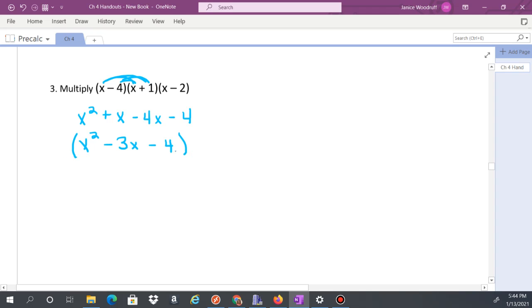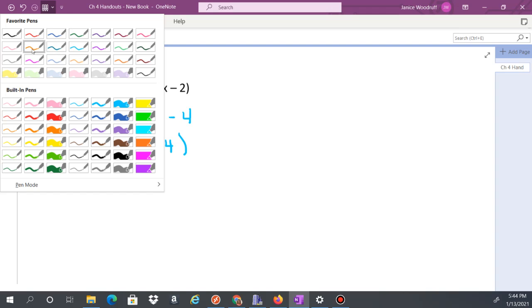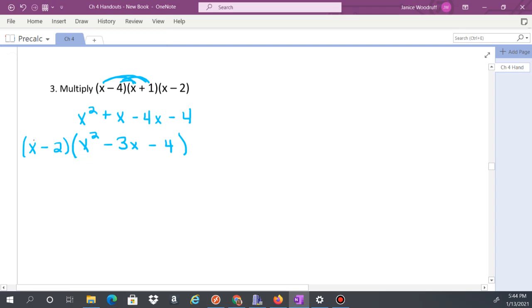Okay, then let's take that and multiply it by the x minus 2. I'm going to take this, put it in parentheses. I'm going to put the x minus 2 in front. So I'm going to take the x, I'm going to distribute it to each value here. So we're going to go x times x squared. So it's going to give me x cubed. X times negative 3x would give me a negative 3x squared. X times negative 4, negative 4x. So I'm basically just tacking on an x to each value in that second parentheses there.